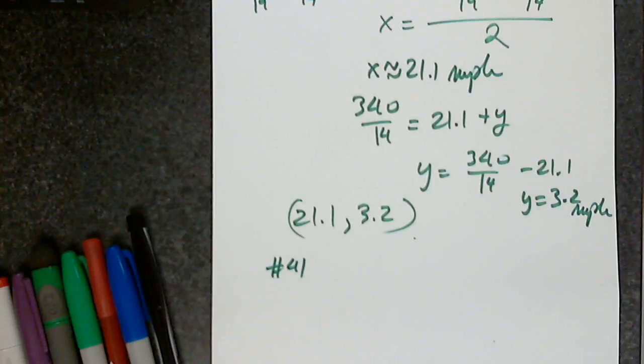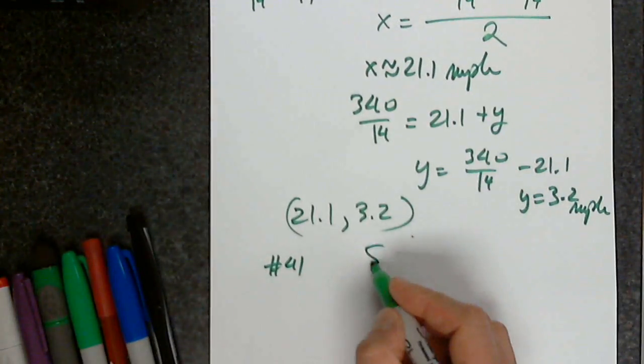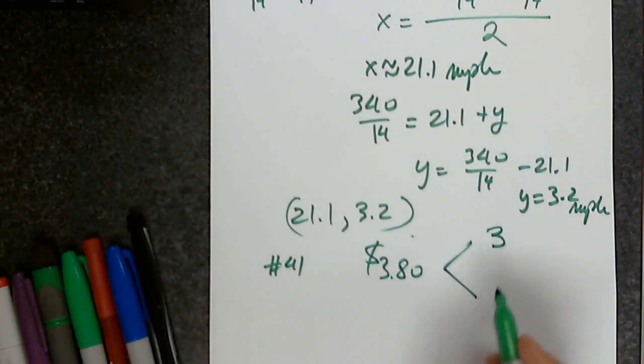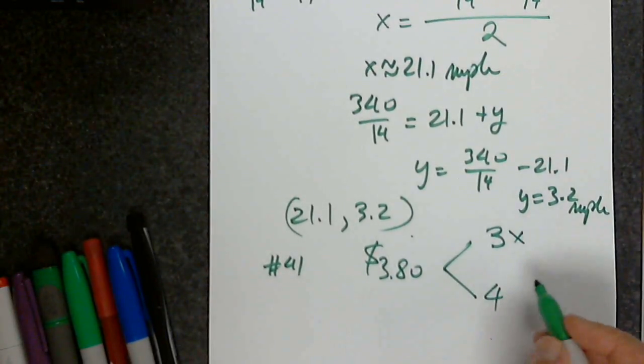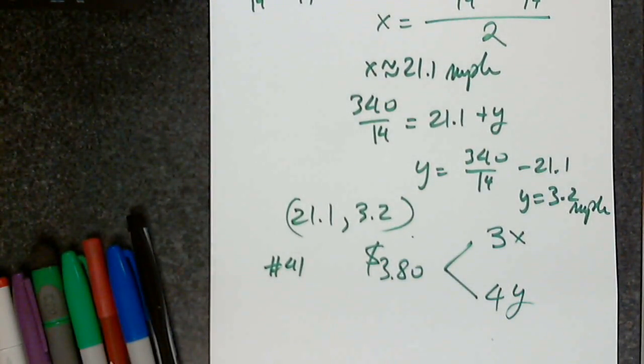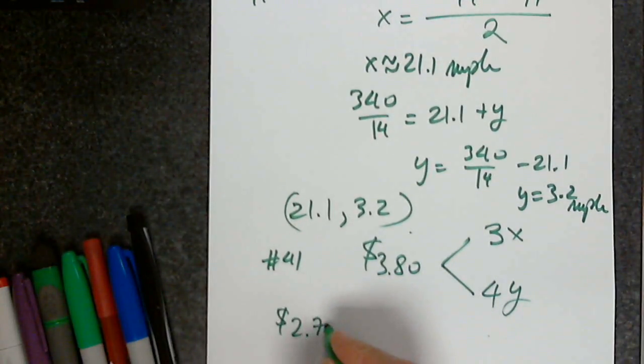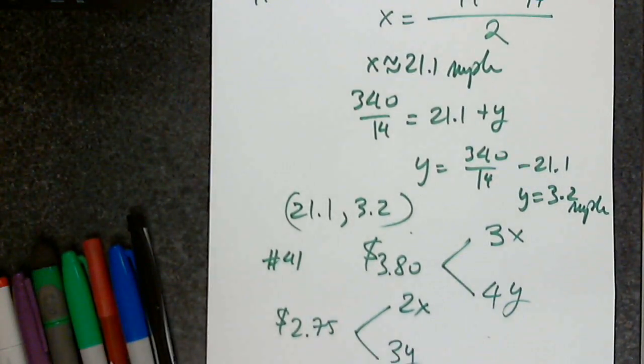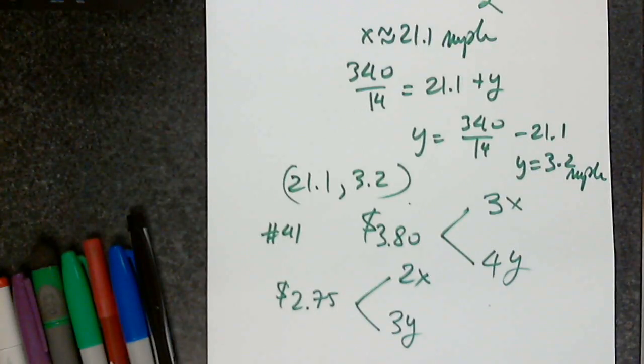A deli charges $3.80 for a breakfast, I'm taking notes, for 3 eggs and 4 strips of bacon. So I'm going to say 3 x and 4 y. They charge $2.75 for 2 eggs and 3 strips of bacon. Find the cost of each egg and the cost of each strip of bacon. So let's do that.